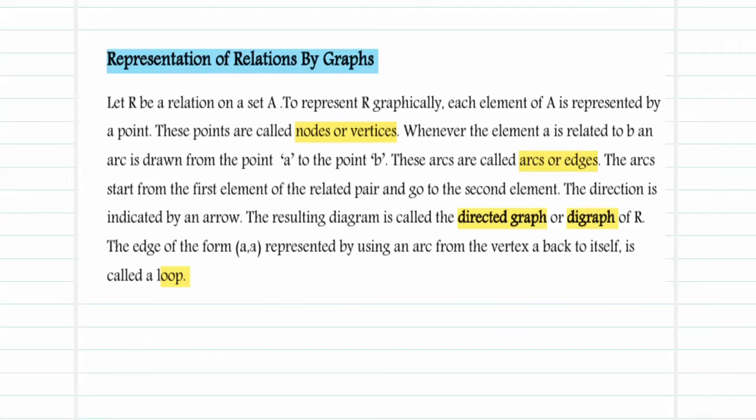If there is an edge from the point A to the point A itself, that is, we have the ordered pair (A, A), the arc is now called by a special name: it starts from the vertex and gets back to the same vertex, and it is referred to as a loop. So we will see how to represent a relation using graphs.